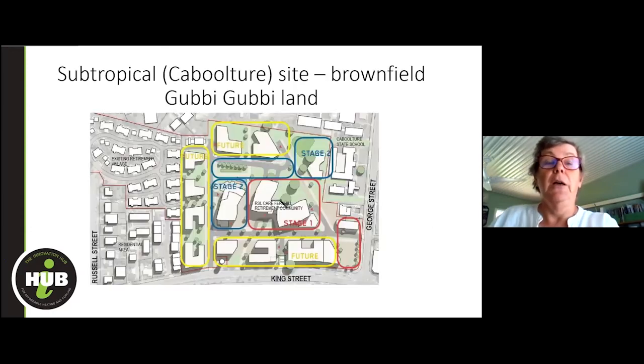I just want to show a couple of examples from each of the different sites. The first site is in Caboolture, subtropical southeast Queensland. It's a brownfield site and it's on Gubbi Gubbi land.